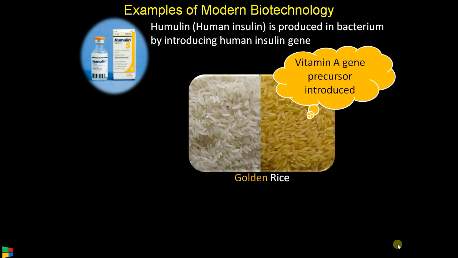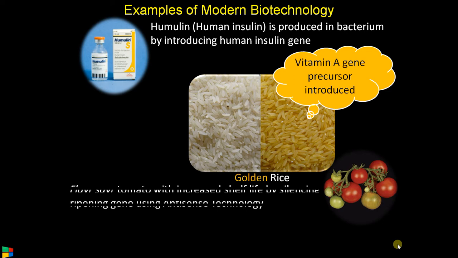Golden rice, as we all know, is a vitamin A rich rice where vitamin A precursor genes are introduced so that the population feeding on this rice won't be deficient of vitamin A, or vitamin A deficiency associated diseases can be prevented. And this is a famous example, that is Flavr Savr tomato, the first GM crop that was released.